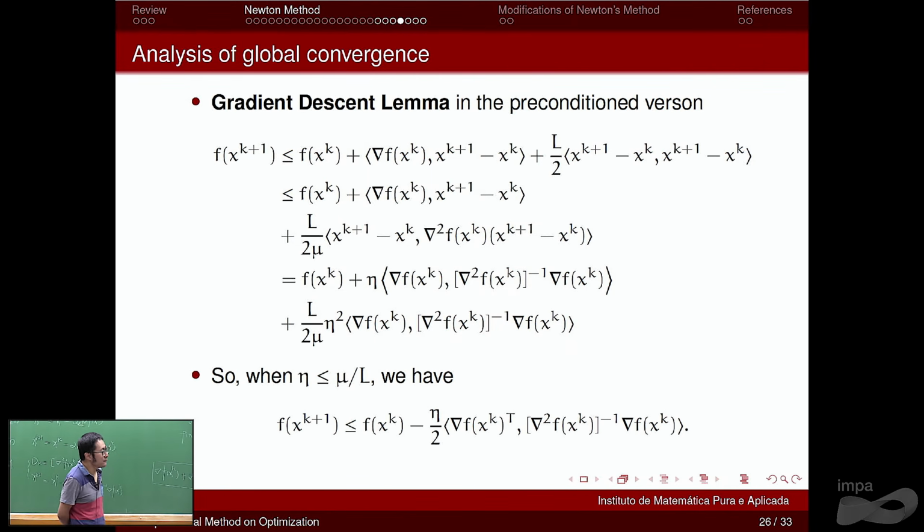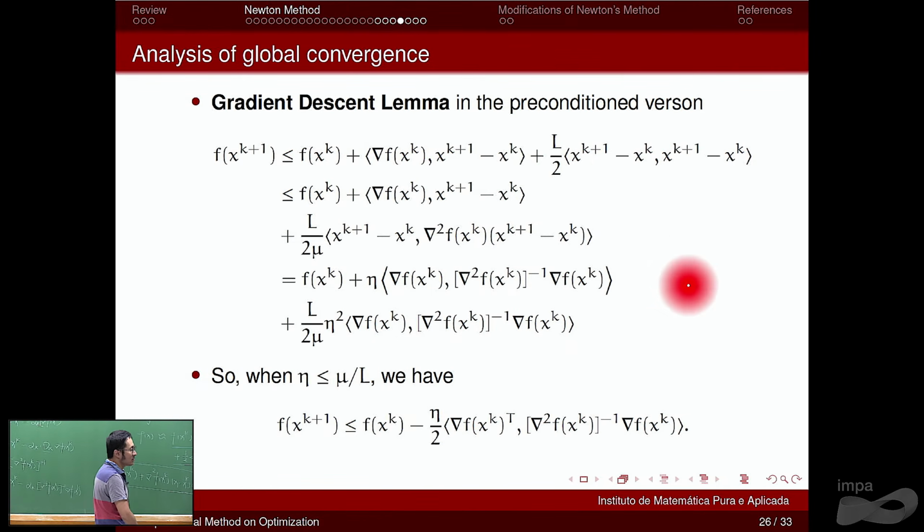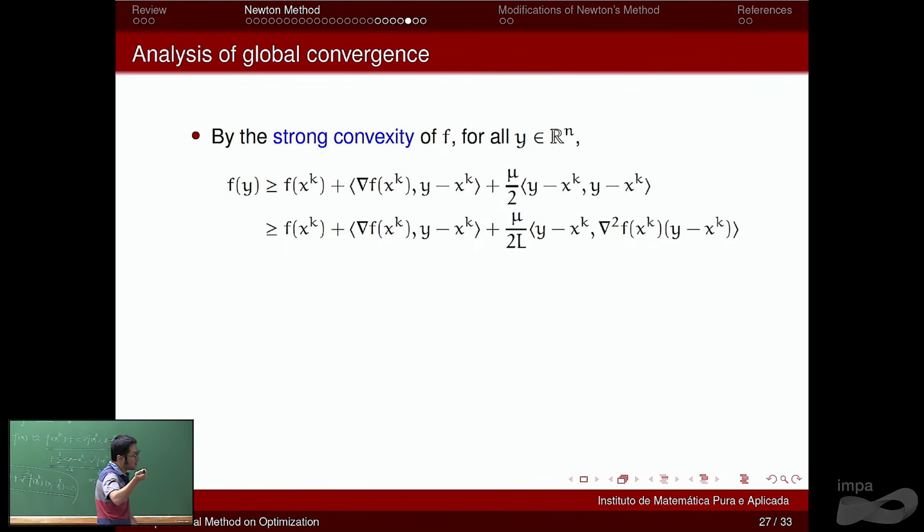And if we assume your step size eta is less than or equal to mu over L, then we have this inequality. This follows immediately from the first inequality. So remember, we already have one direction, which we get from the gradient descent lemma with this step size. On the other hand, we use strong convexity.